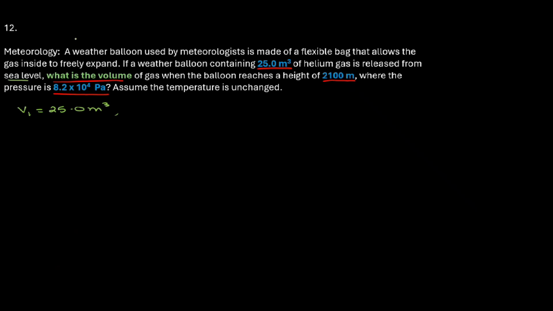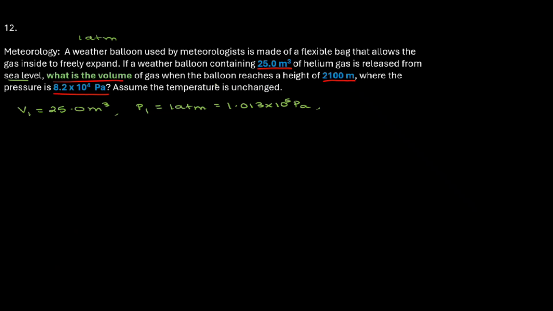Now the pressure at sea level is 1 atmosphere. So I can write this as my pressure 1, which is 1 atmosphere. And 1 atmosphere is equal to a pressure of 1.013 times 10 to the power 5 Pascal.